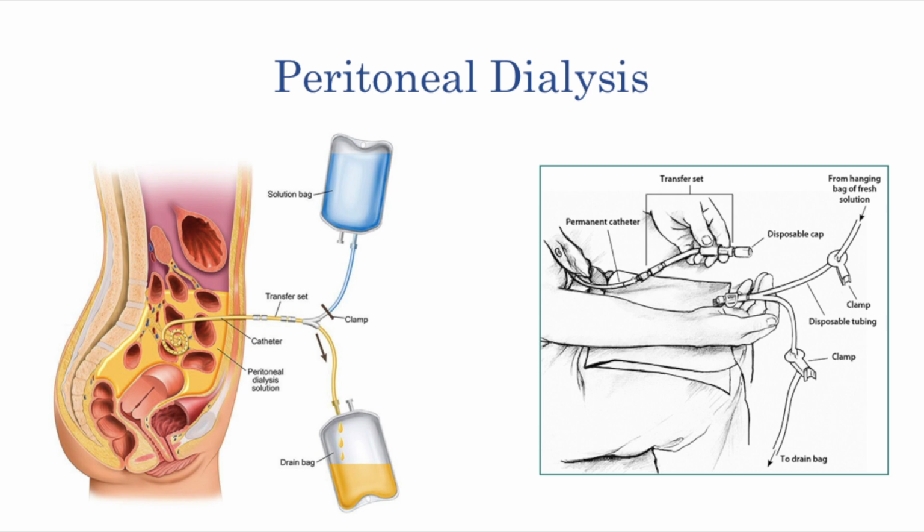There are two types of peritoneal dialysis. 1. Continuous ambulatory peritoneal dialysis, or 2. Automated peritoneal dialysis. Continuous ambulatory peritoneal dialysis is performed 3 to 4 times a day, with the dialysate remaining in the peritoneal cavity for 4 to 6 plus hours at a time.